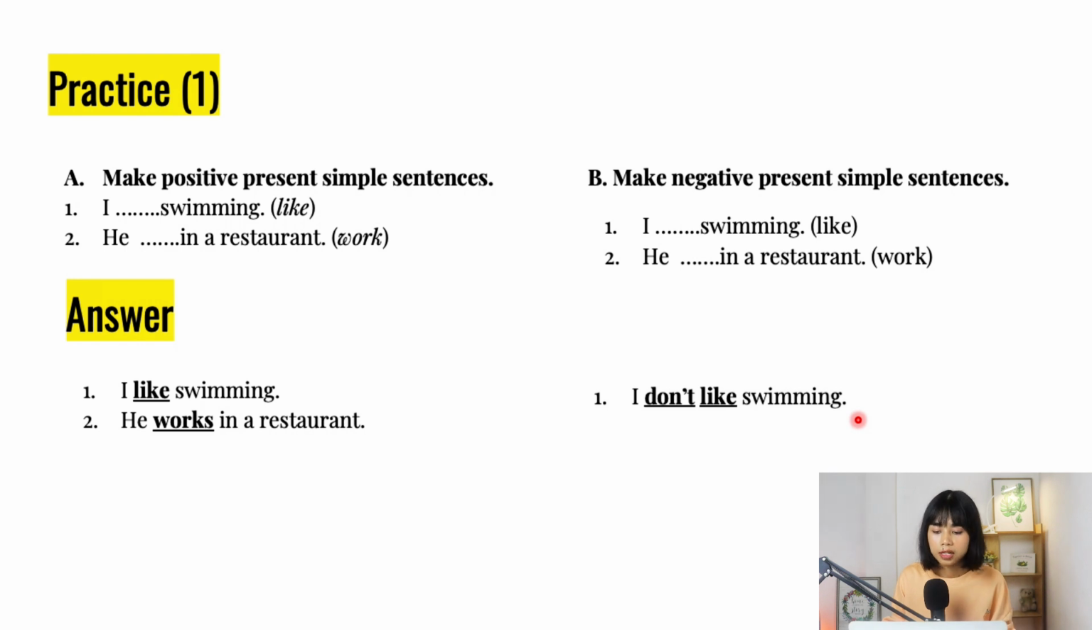Both are correct. Okay, in the second sentence, because the subject is he, we use does. So the negative sentence is he doesn't work in a restaurant. Do we need to add an s to the verb? No, it must be a base form because it's a negative sentence. Very good. All right, so now let's move on.